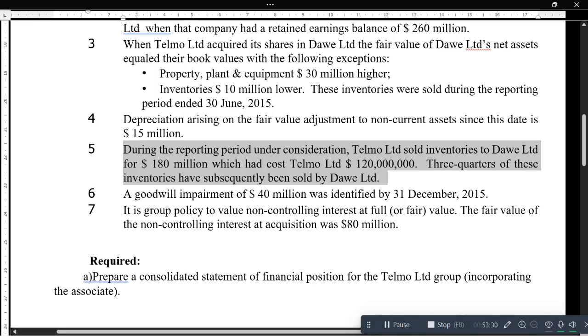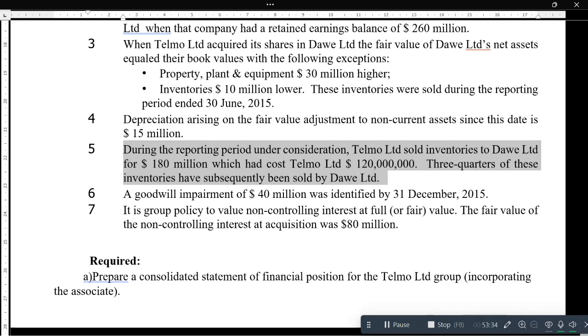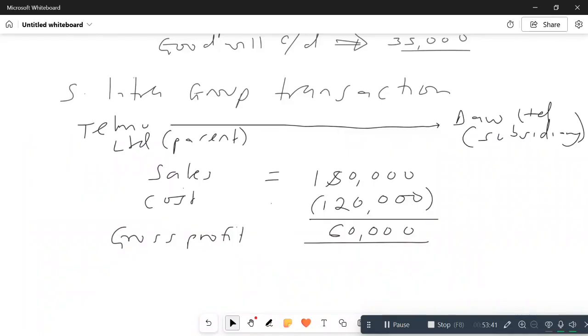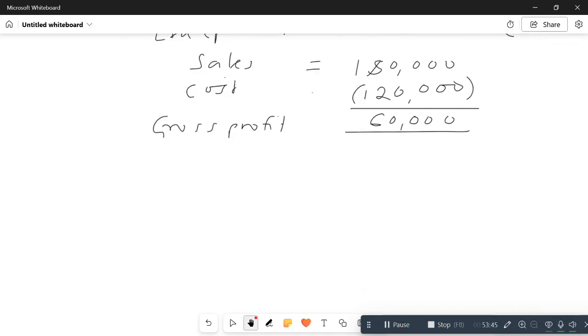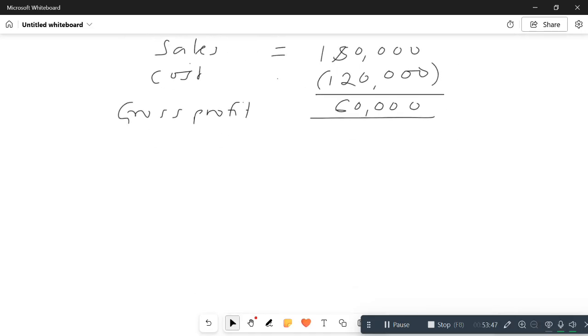3/4 of these inventory have subsequently been sold by Dawe Limited. If they manage to sell 3/4, what's the balance? That's a quarter. Meaning here, we have to calculate what we call unrealized profit. But before we calculate unrealized profit, we need to determine this gross profit as a percentage. Yes, there we can use margin or we can use markup.